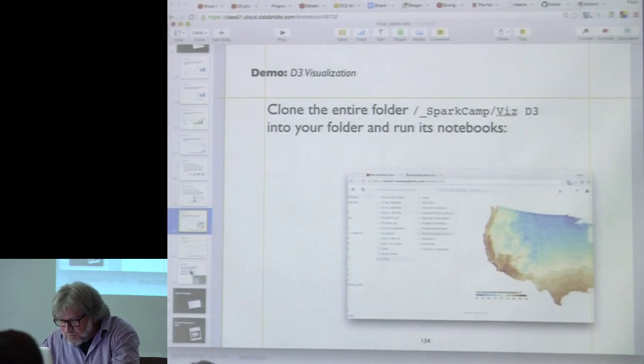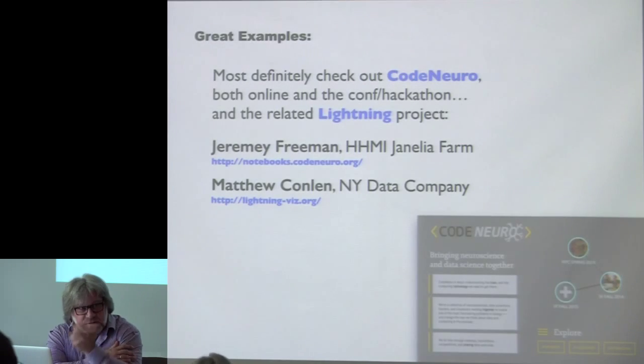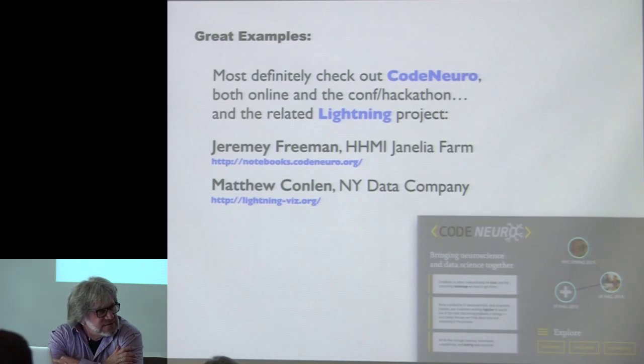And more to the point, here at Code Neuro, I was talking about Jeremy Freeman earlier. Matthew Conlin does the visualization for Code Neuro. He also does visualization for a group in the US called 538. They do political analysis and sports analysis. Nate Silver, I don't know if you've ever seen any of that, but it's very sophisticated analytics. And Matt does the visualization for them.